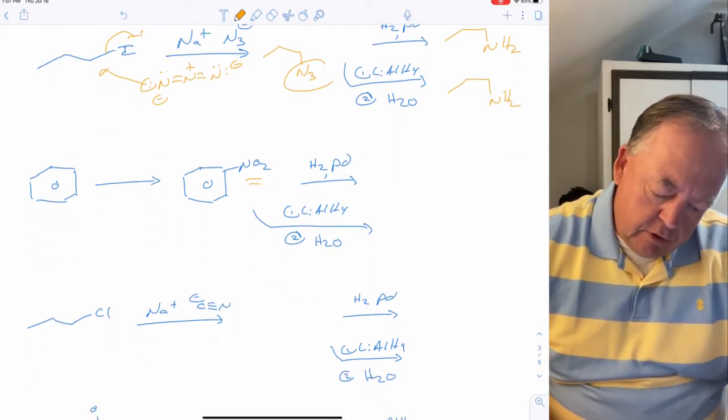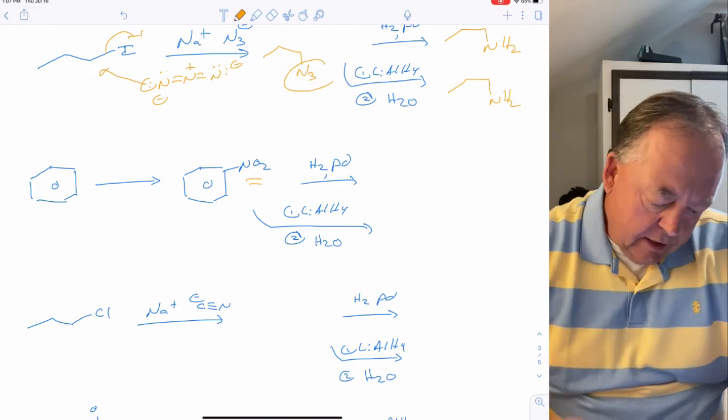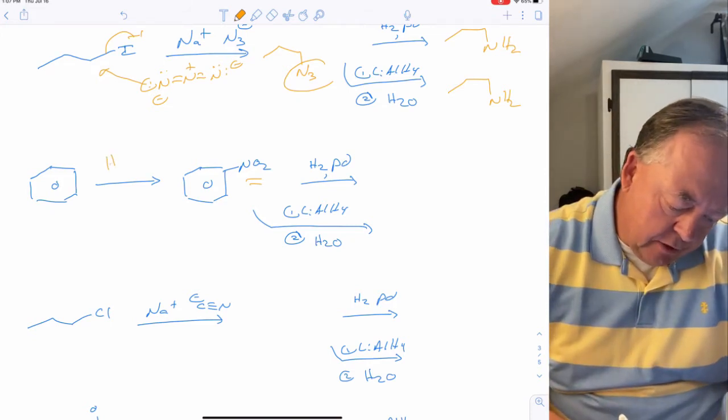Nitro groups, you can reduce nitro groups as well. So you know how to put a nitro group on a benzene ring: HNO3.